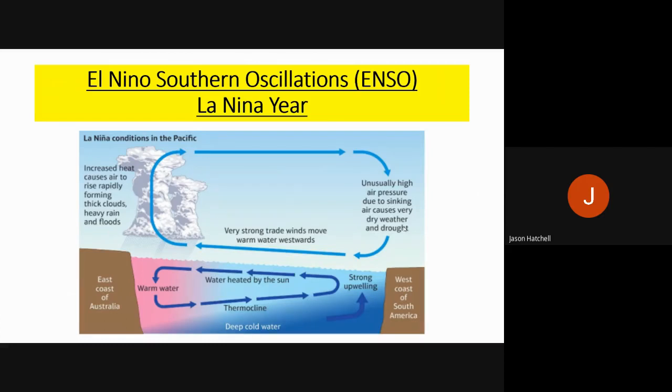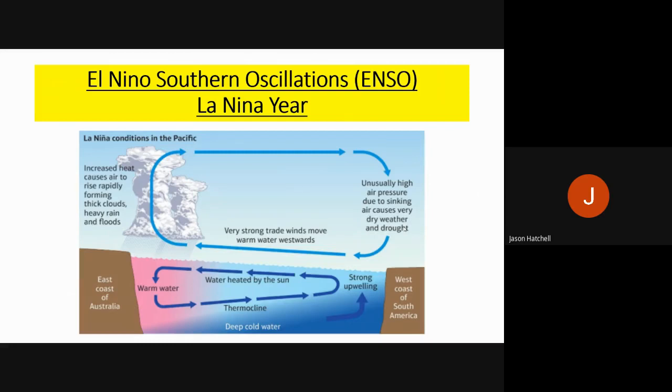Now, in a La Nina year, we actually have what's basically a normal year, but much more intensified. So as you can see, the warm water is back over Australia again. But all of the winds here are much stronger in a La Nina year. So the trade winds are stronger. Unusually high air pressure in South America.